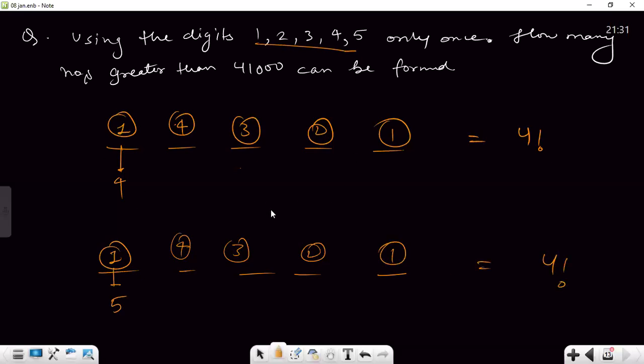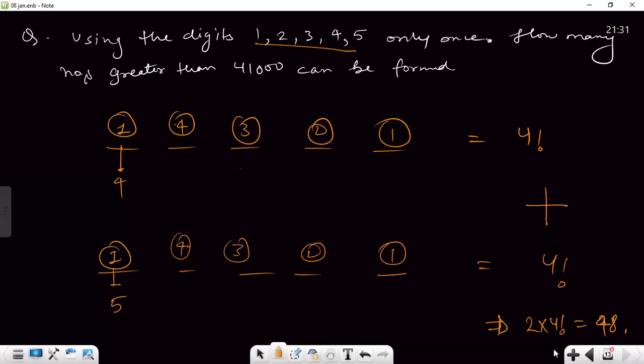These are independent events because these events will be making different numbers. So 4 factorial plus 4 factorial makes it 2 into 4 factorial. 4 factorial is 24. That is 48 should be our answer. And that is the correct answer.